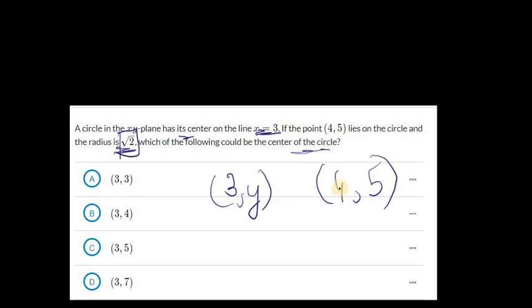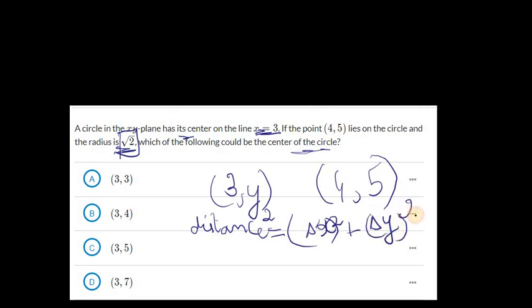You might be tempted to form an equation using the distance formula, which also stems from the Pythagorean theorem. It says that the distance between two points on a coordinate plane squared is equal to the difference between the x coordinates squared plus the difference between the y coordinates squared.